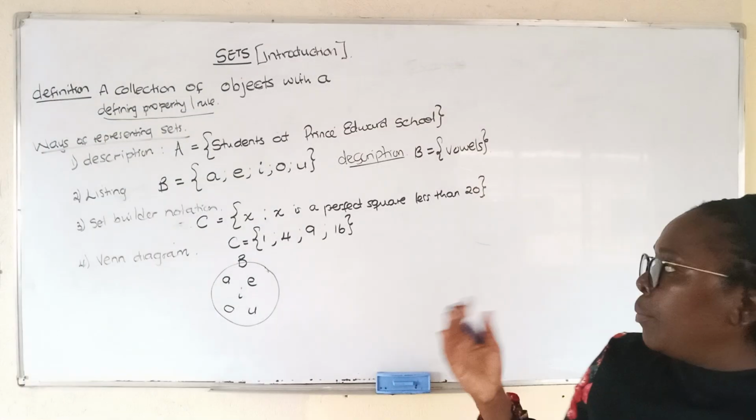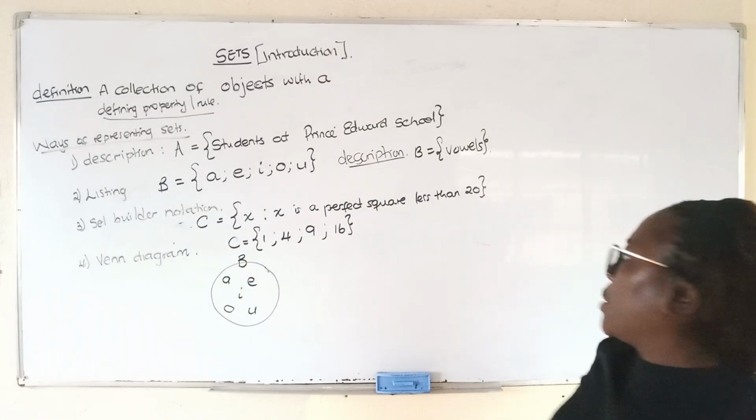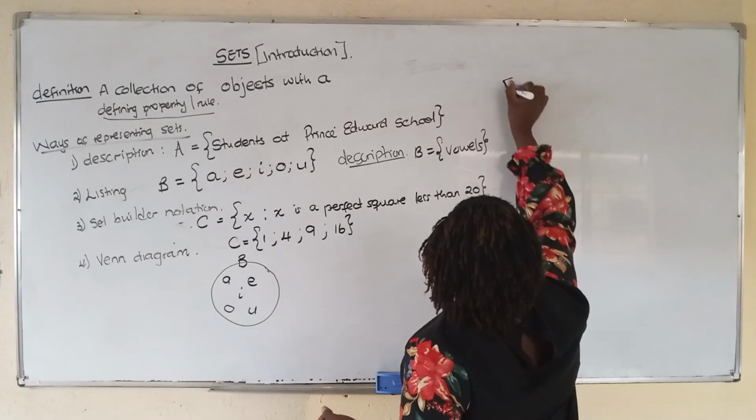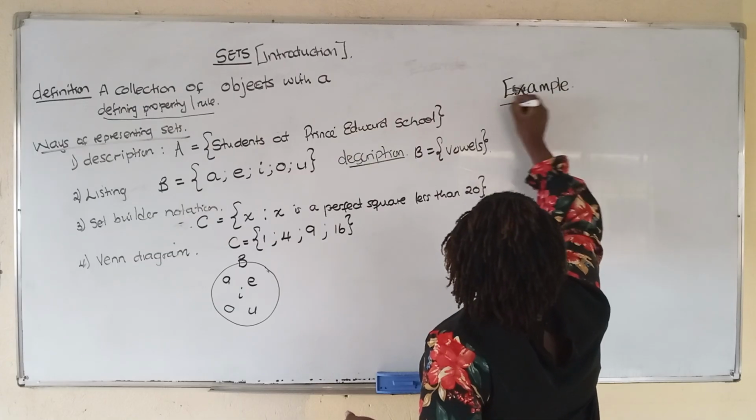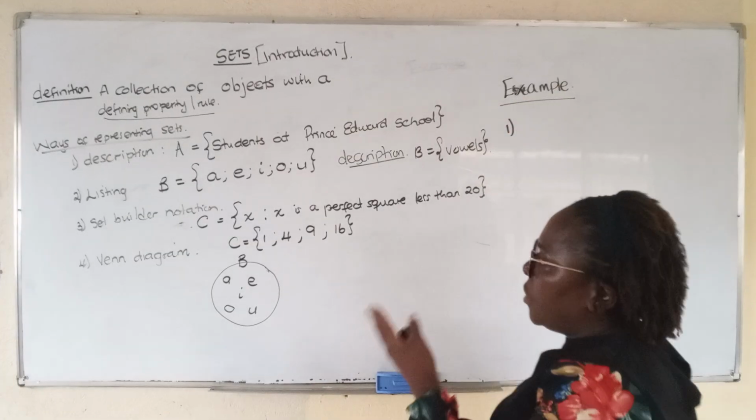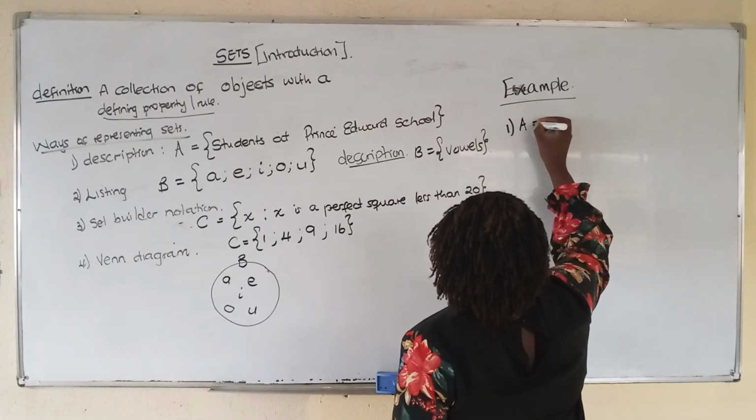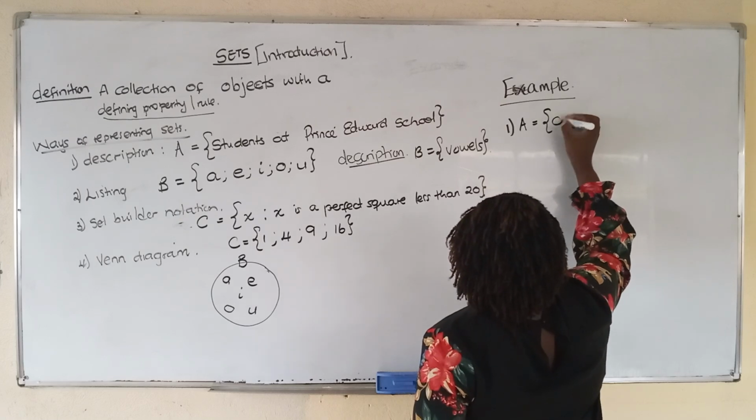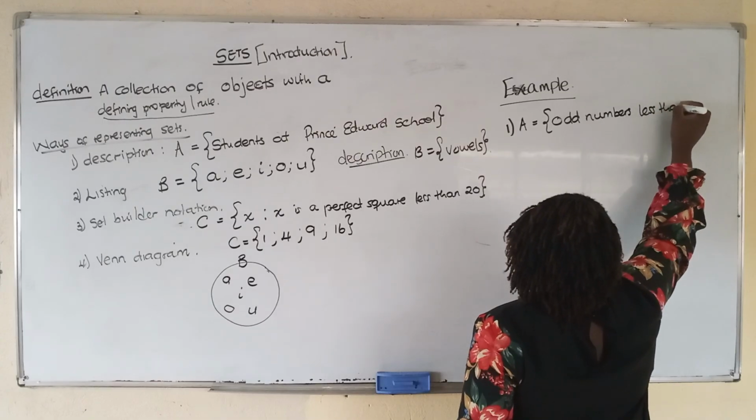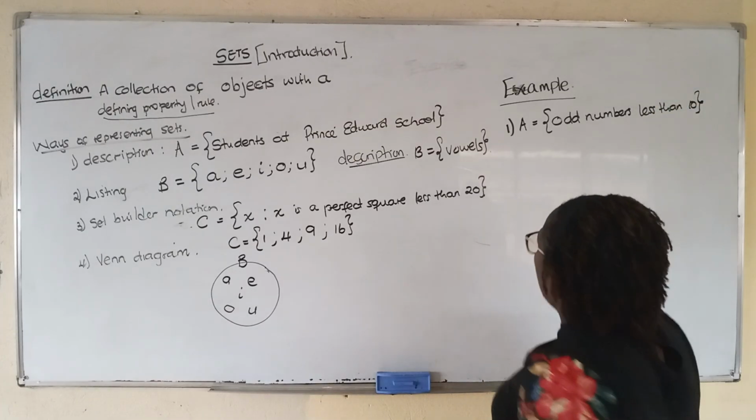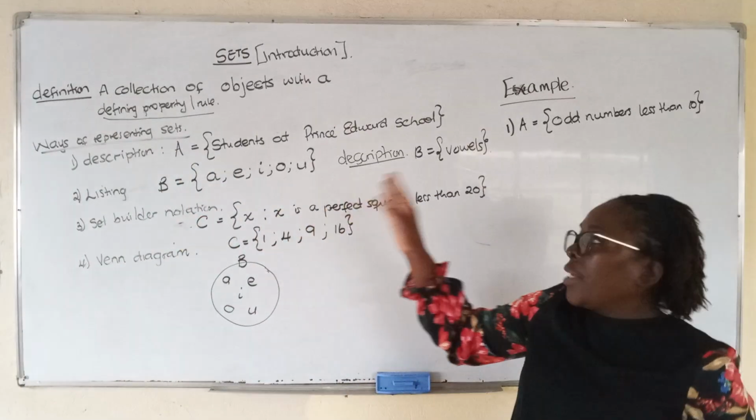So I'm going to do a simple example where I will represent one set in all these ways. So an example here. The first method of description is, I will say A is the set of odd numbers less than 10. So if you can see, this is the description method. I have described what A holds.